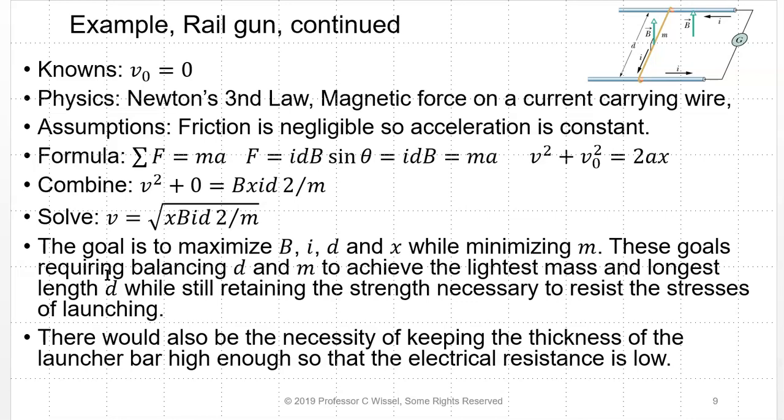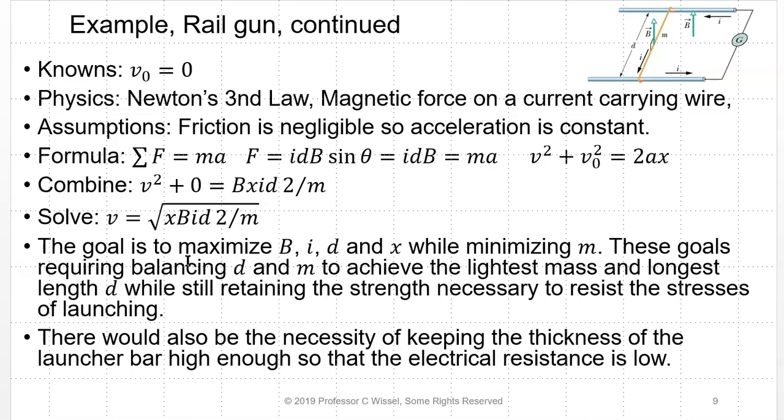And we're going to assume the friction is negligible, so the acceleration is constant. And it would be made this way if at all possible, because nobody wants friction. So formula, summation F equals MA. F equals IDB sine theta, or IDB. Of course, we want the sine theta to be 1 to get the maximum effect. That also equals MA. So IDB equals MA.